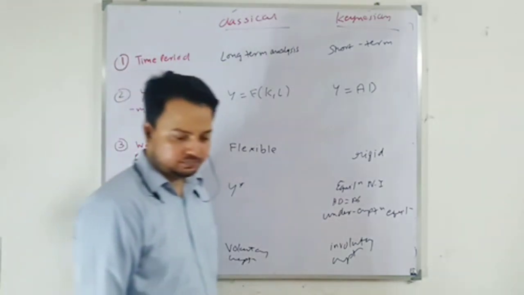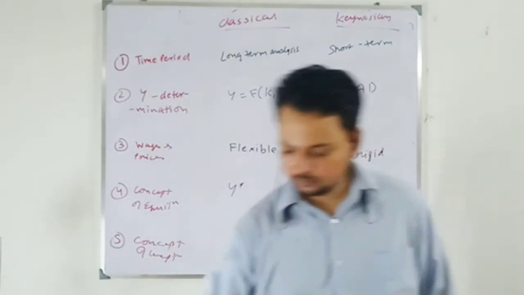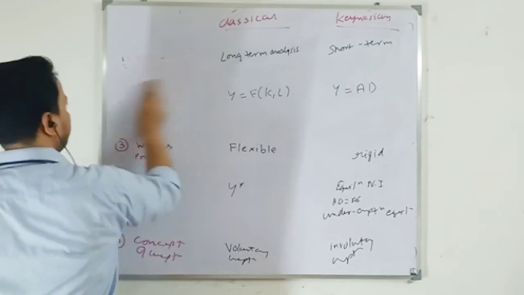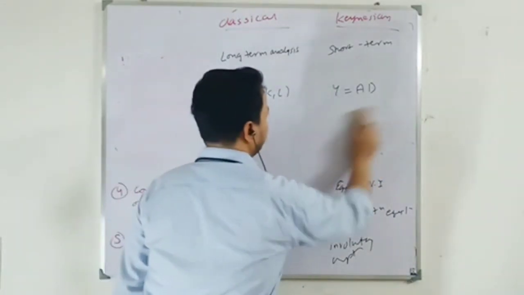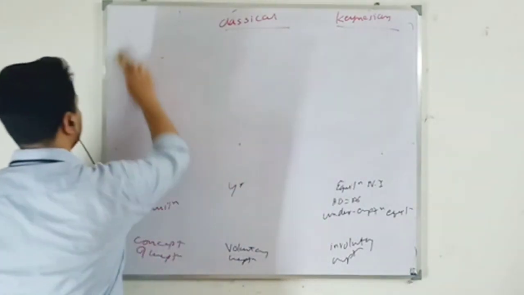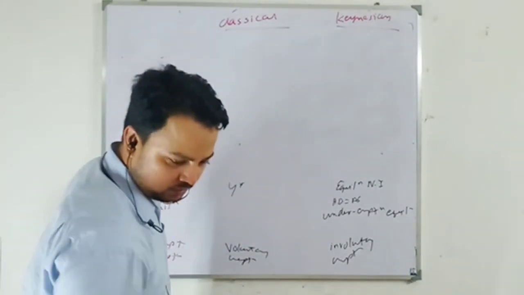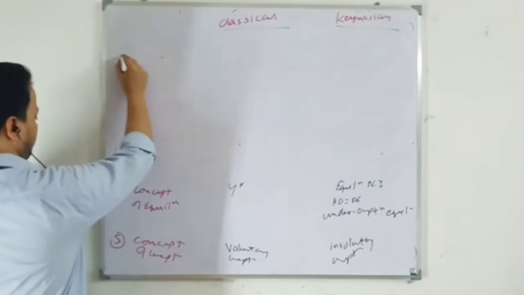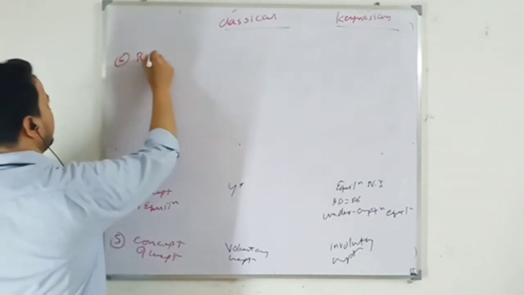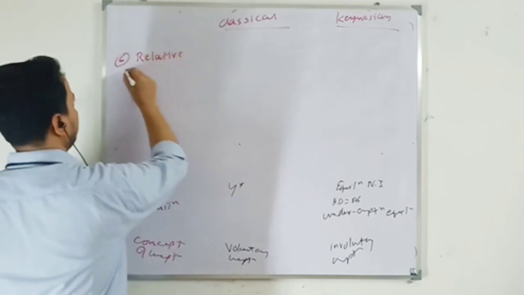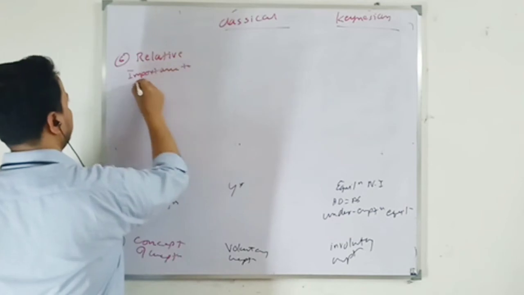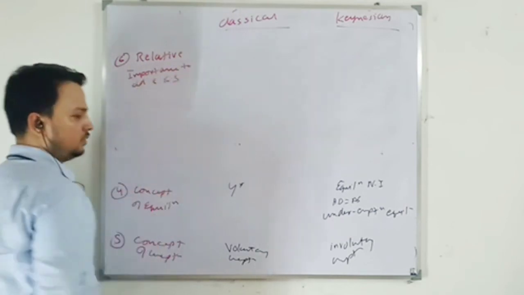Done? This part done? Okay. Point number 6. Relative importance to demand and supply. Okay.